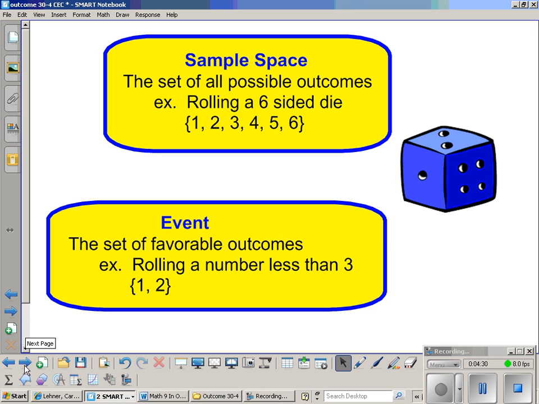The event is the set of favorable outcomes. So for this example, rolling a number less than 3, we're still looking at the 6-sided die. Numbers that are less than 3 are 1 and 2. So that would be classified as the event. In the previous example in the Explore, maybe the event is that player 1 wins. So then we would list all of the possibilities where player 1 would win that round.